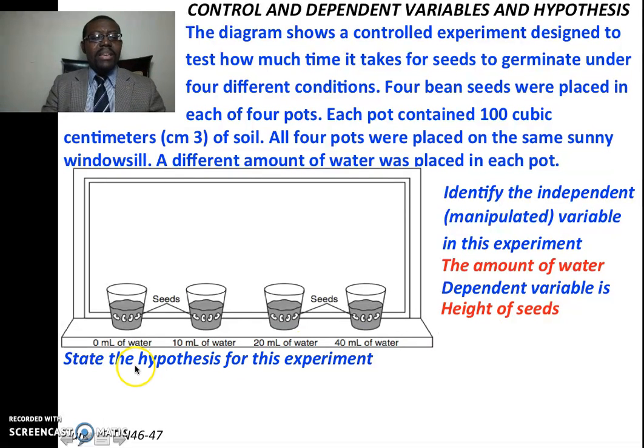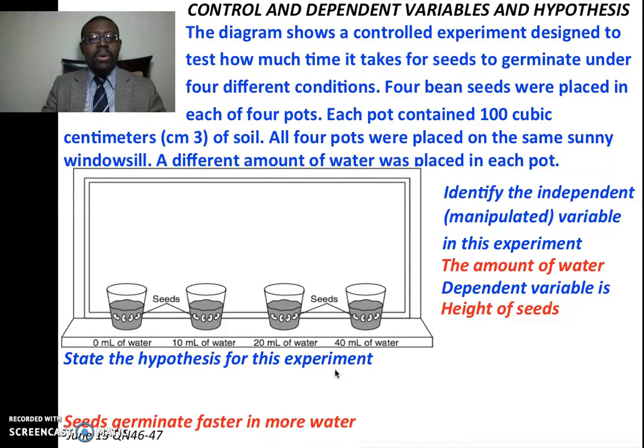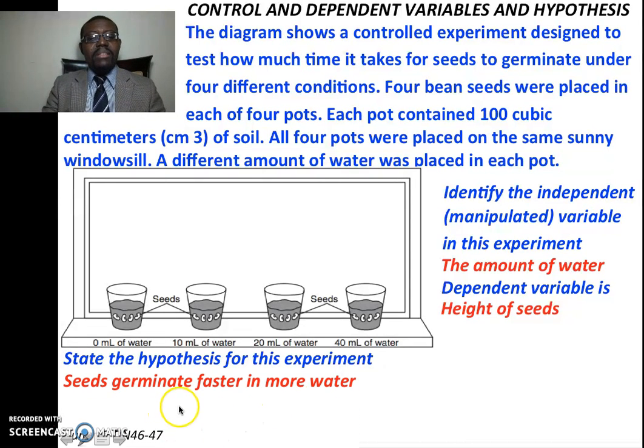The next question says, state the hypothesis for this experiment. Remember, a hypothesis is a statement that can be tested. So in this experiment, the hypothesis is seeds germinate fastest in more water. So you can say that if you add more water, the seed will germinate fastest. When you conduct this experiment, you can test to see whether the seed will germinate fastest if you add more water, or if you add no water, or if you add less water. So this is a statement that we can test.